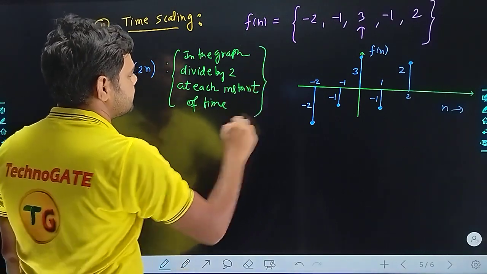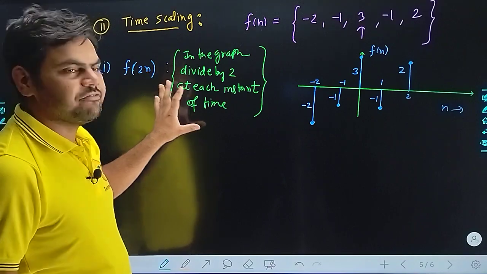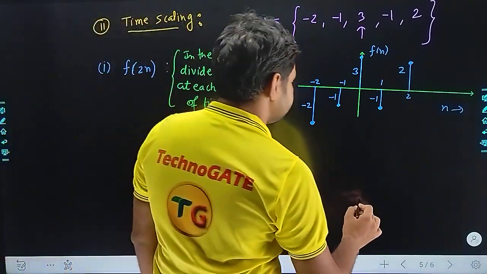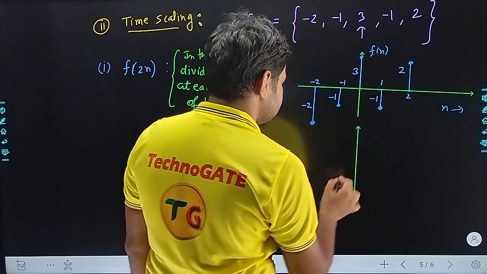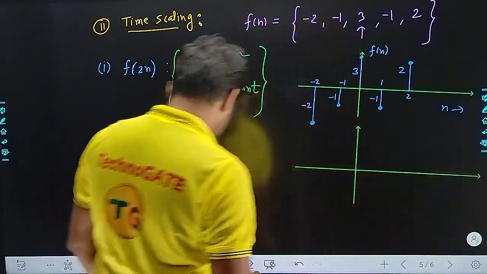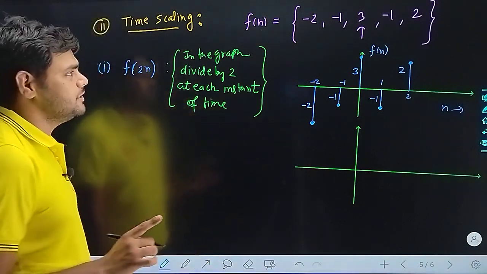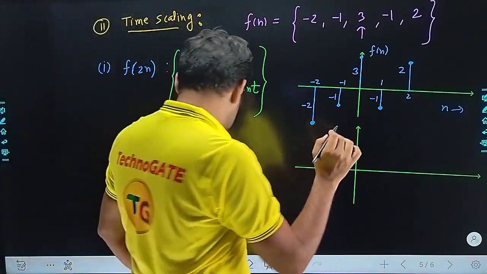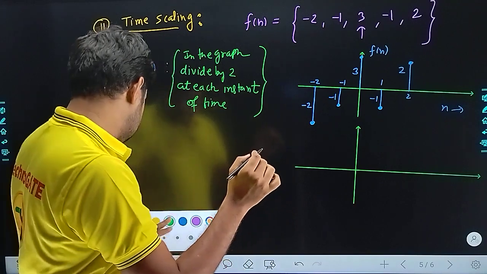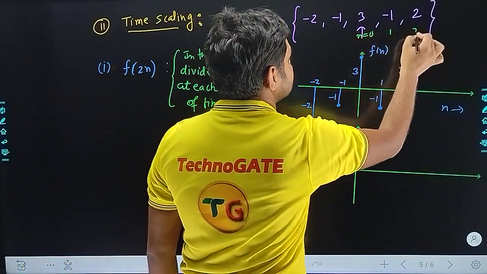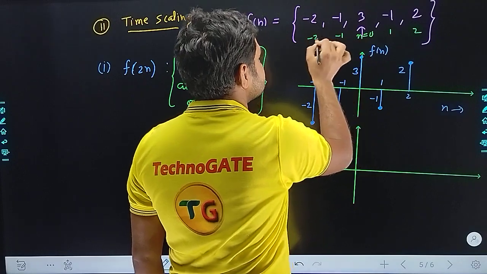Okay, this is f of n, and we are writing f of 2n. To represent this f of 2n, we should do only one thing: every instance has to be divided by 2. Now look very carefully. Here it is n equal to 0. Here it is 1, 2, minus 1, minus 2.